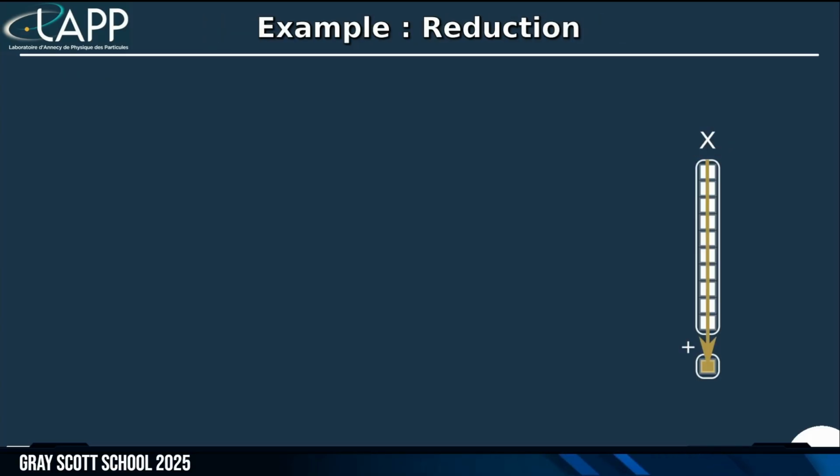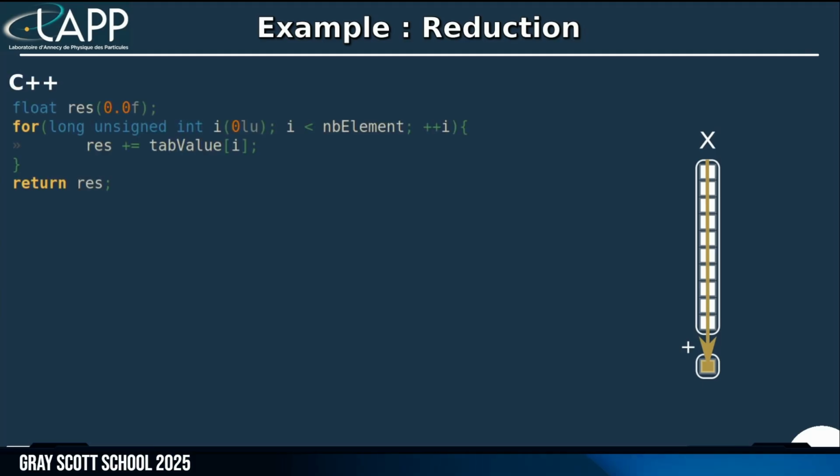So let's talk briefly about reduction now. So reduction, as Adrien said, we want to sum values. What can we do with that? So in C++, we can do that. A little for loop with a long unsigned to be sure that we are not stuck with the number of elements.